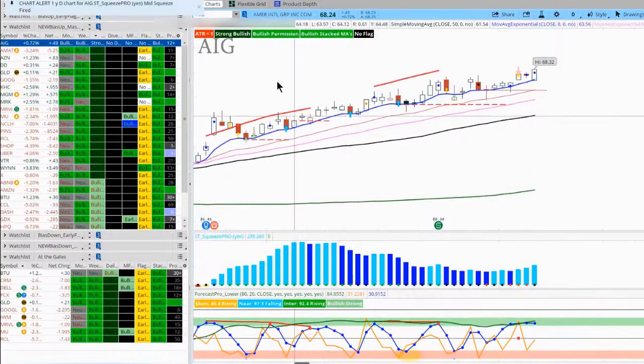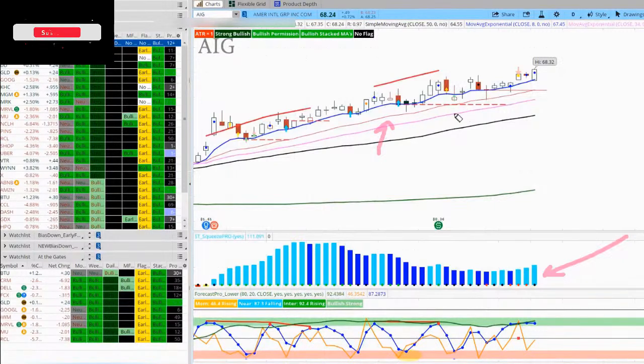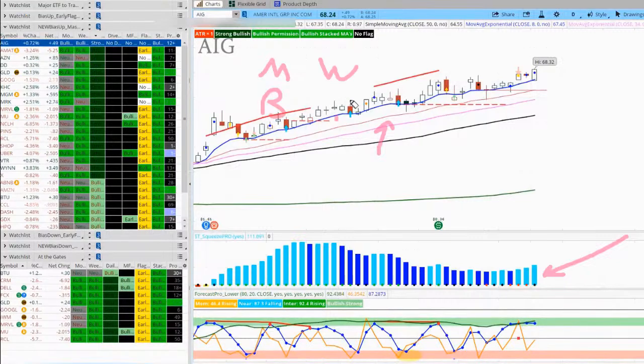Bullish strong. Buyers are in control. So what do we know? We know on AIG, we're in a low compression squeeze. We got stacked moving averages to the upside, the 8, the 21, the 34. But more importantly, the month, buyers are in control. The week, buyers are in control. The day, buyers are in control.